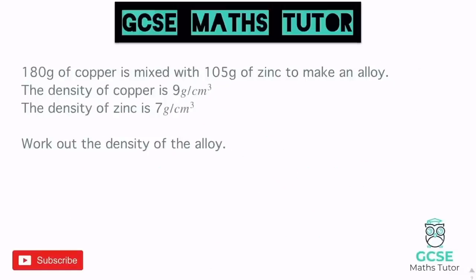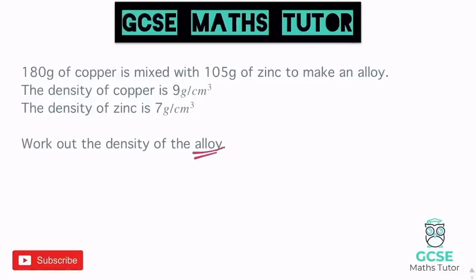Right, so 180 grams of copper is mixed with 105 grams of zinc to make an alloy. The density of copper is 9 grams per centimetre cubed and the density of zinc is 7 grams per centimetre cubed. Work out the density of the alloy, which is just a mixture of metals. Now whenever we've got this sort of mixture going on with mass, density and volume, I like to tidy it up in a two-way table.